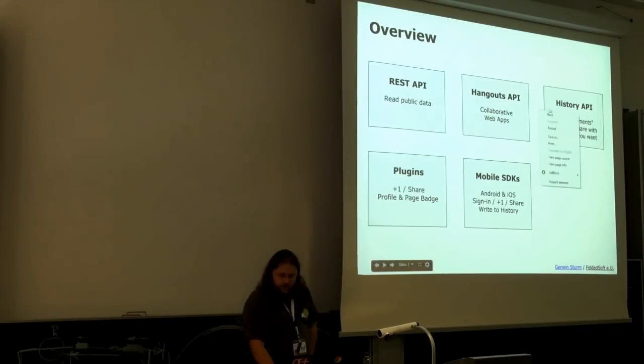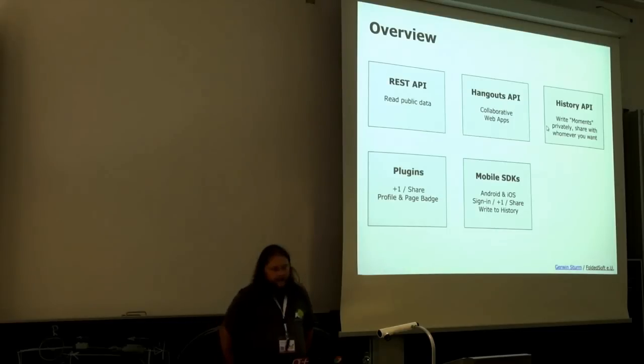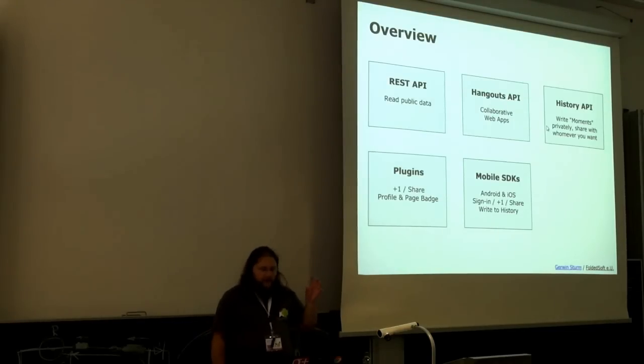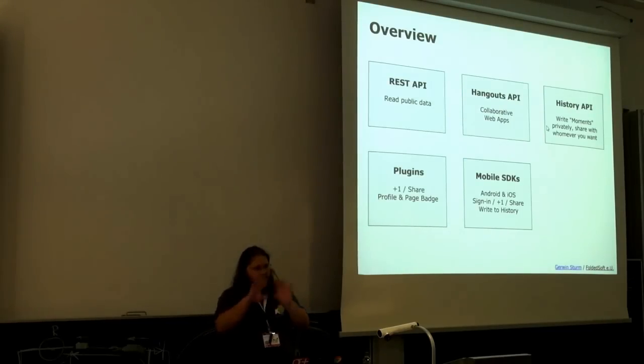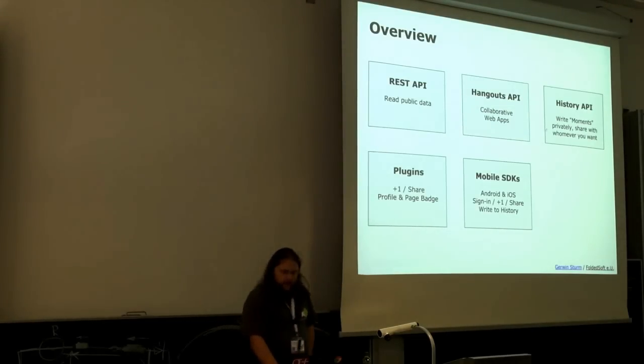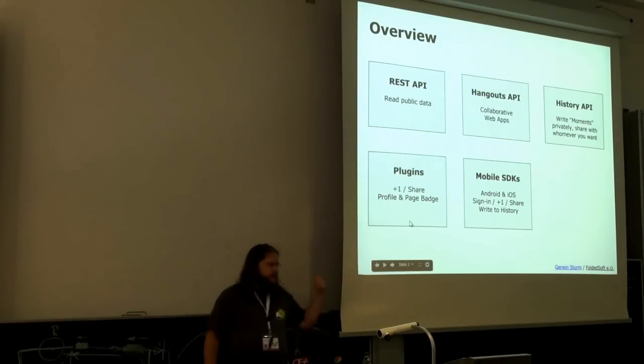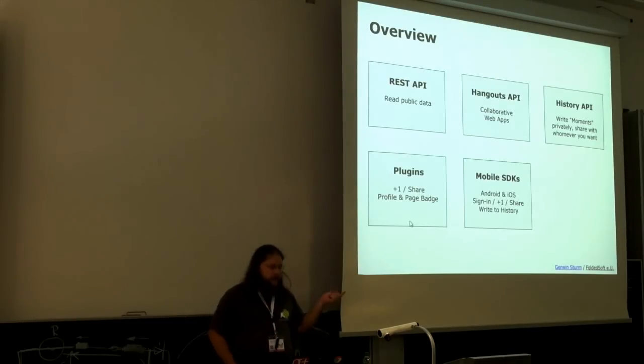Then what's new since I/O is the History API. That's a fairly new thing which allows you to write to Google Plus in a limited sense. It allows you to write moments, they call it, to a private history in Google Plus, and then from this private history you can share stuff out to your circles, to public. Then what you also have on the webmaster website, you have various plugins, so you can +1 content, share content, you can display badges for your profile or your page.